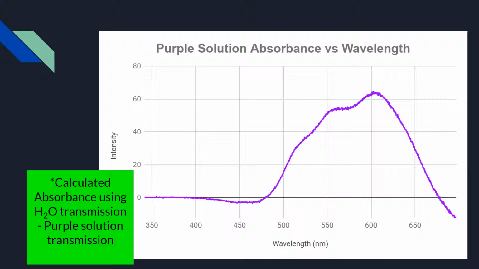Using those and other mathematical values that we got from the computer, we calculated our absorbance for the purple solution. We took the water transmission curve and subtracted the purple solution curve, using the values in Excel, but they're all based on the same data. We calculated this absorbance curve, which is the difference, and this is what the dye absorbed and didn't transmit out.